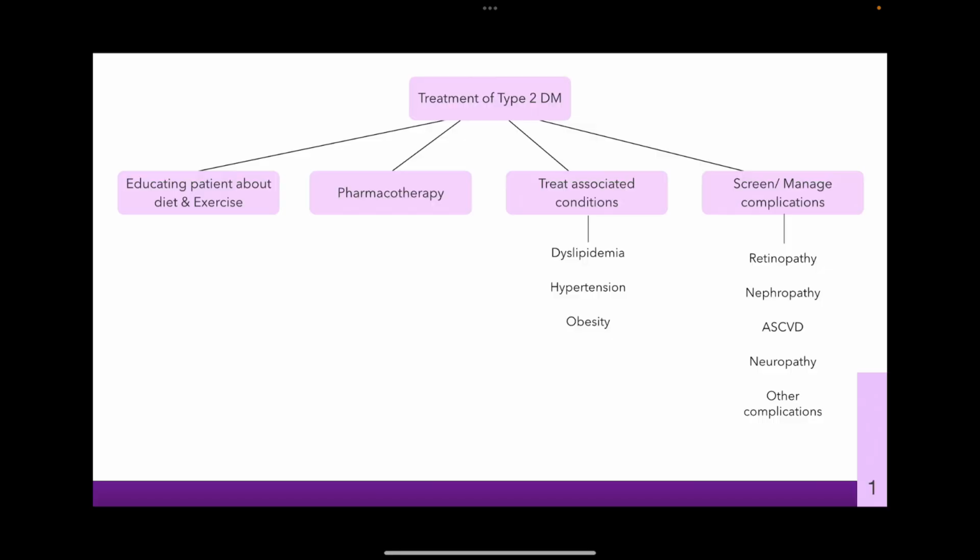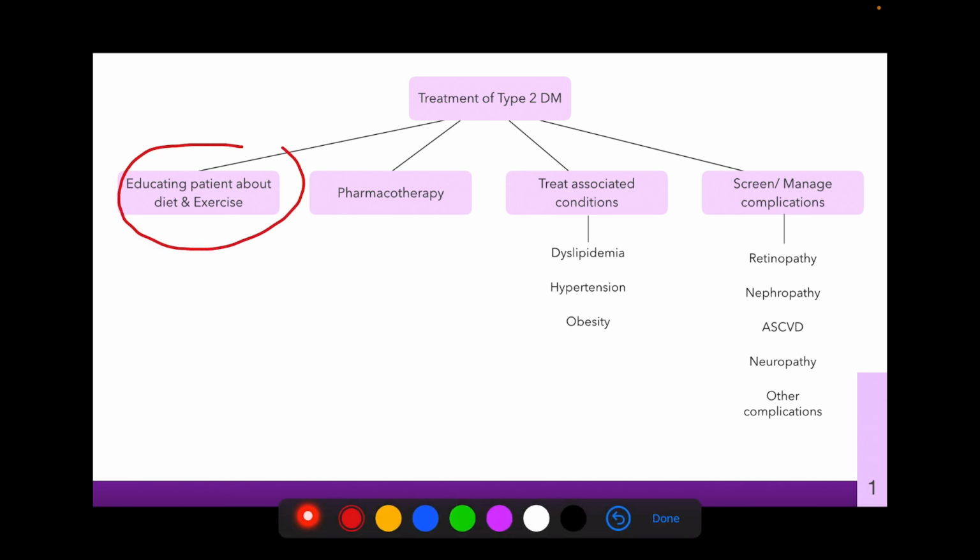When you start treatment of diabetes, there are four important things. I would say it has four important pillars. The first one is you should always educate the patient about diet and exercise. This has been very extensively covered in the previous section, educating patients for a healthy lifestyle. The second is pharmacotherapy for type 2 diabetes, which will be covered in this and the subsequent videos. The third is treat associated conditions.